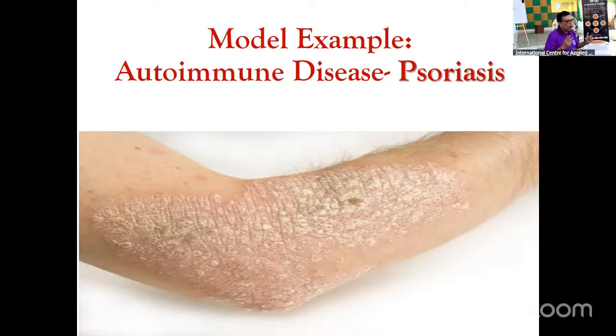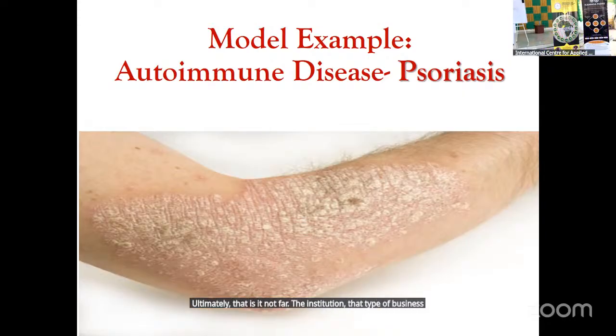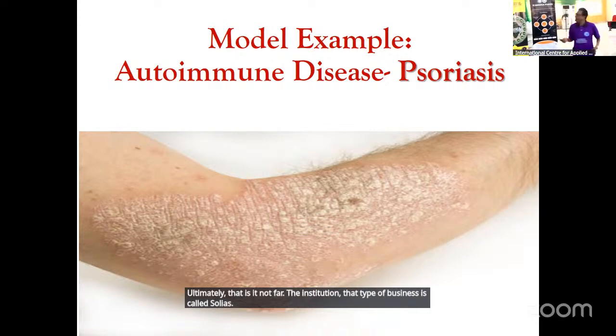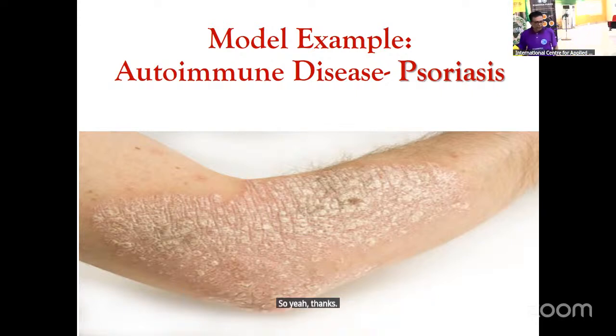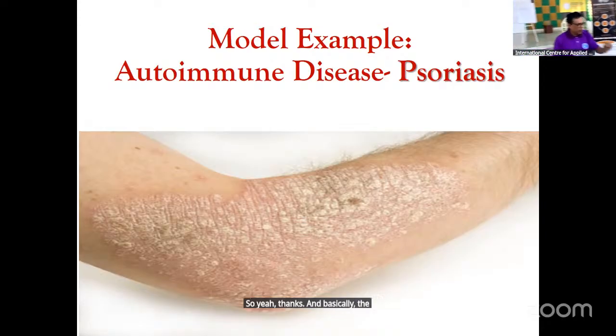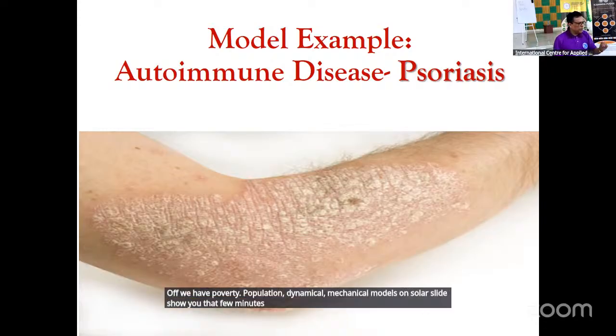Ultimately the disease that occurs in this situation is called psoriasis. Psoriasis. First we formulated the population dynamical mathematical model of psoriasis. I'll show you that a few minutes later.